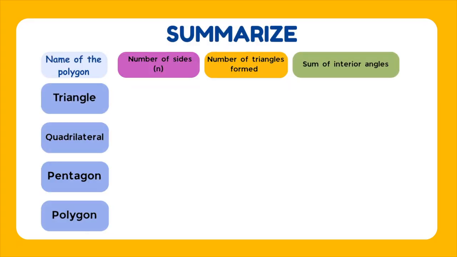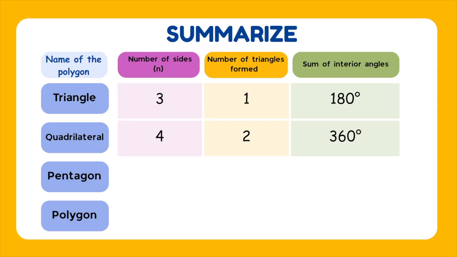Let's summarize what we have learned so far. Let's observe the pattern carefully. When n is equal to 3, number of triangles formed is 1. When n is equal to 4, the number of triangles formed is 2. When n is equal to 5, the number of triangles formed is 3. From this pattern, what do we observe? We observe that the number of triangles formed is always 2 less than the number of sides.